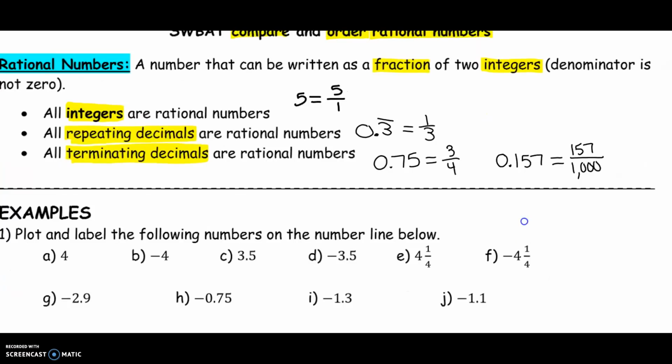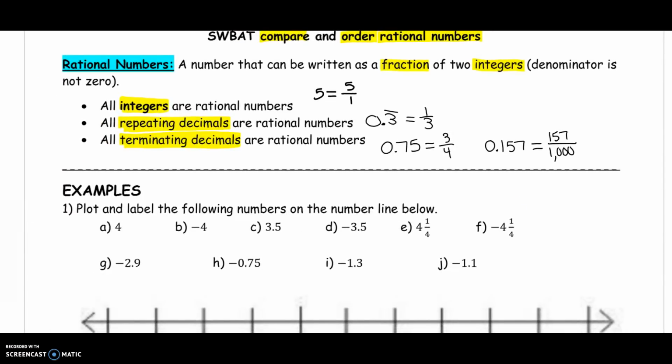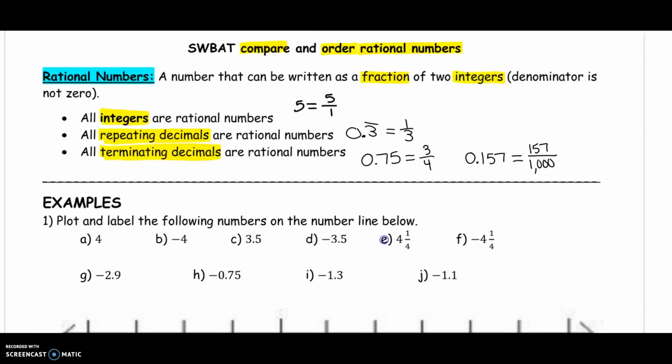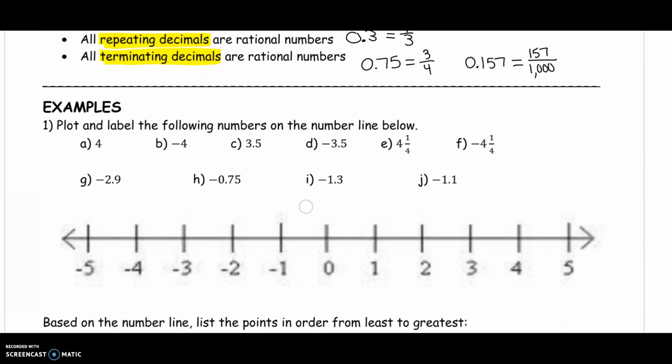So now we are going to talk about comparing and ordering any integers and rational numbers. We're going to start by looking at the rational numbers listed and plotting them on the number line given. We're going to start by plotting the number 4. And I'm going to put an A above it to label it for 4. And we're going to label and plot -4. Put a B there.